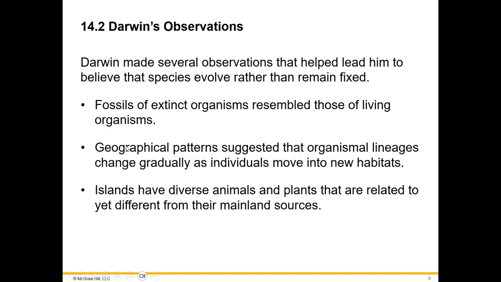The first of which was fossils of different extinct organisms that really resembled those of living organisms. Also, he noticed geographical patterns that suggested that organismal lineage could change gradually as individuals move into new habitats. And he observed that islands have diverse animals and plants that seem to be related, yet different from their mainland sources.